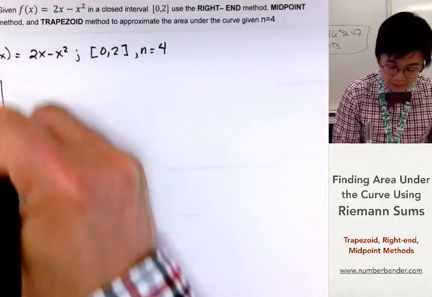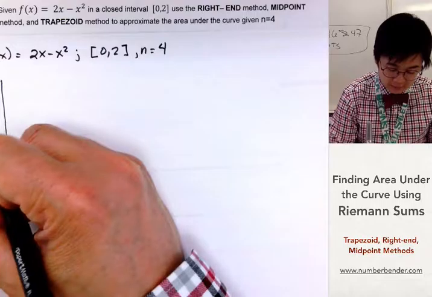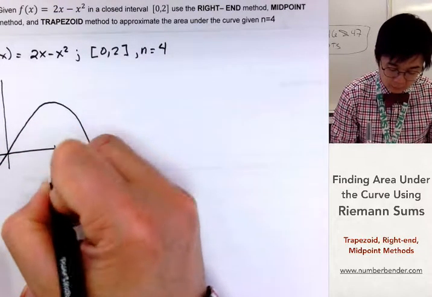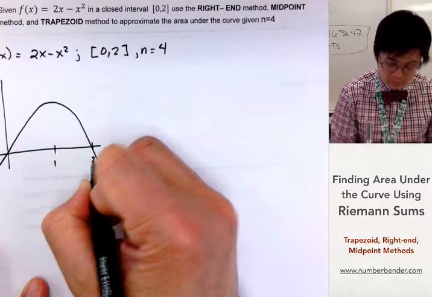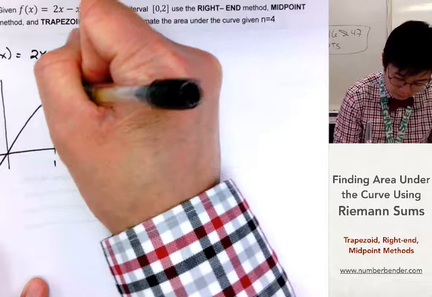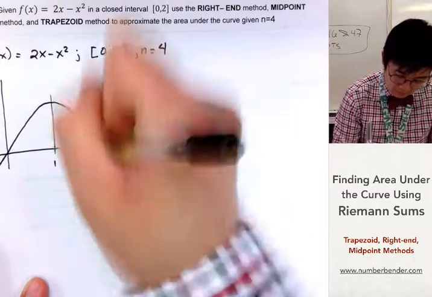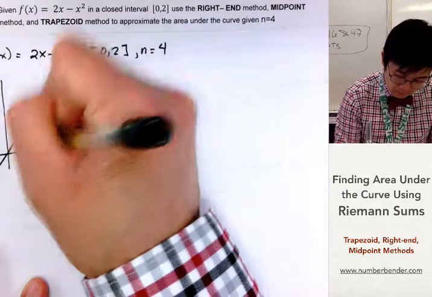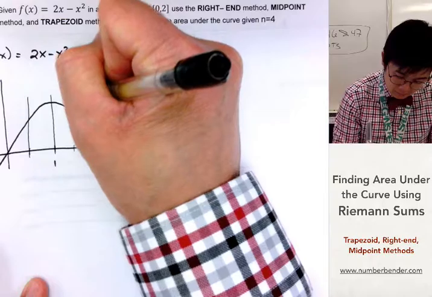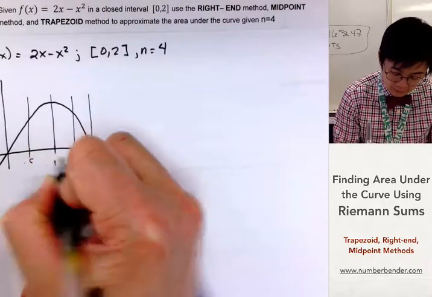So, i-draw ulit natin yung ating function. Alam natin na parabola siya going down. Ito yung 1 at ito yung 2. So, drawing ulit tayo ng apat na rectangles. Now, alam natin na ito ay 0.5 at ito ay 1.5.